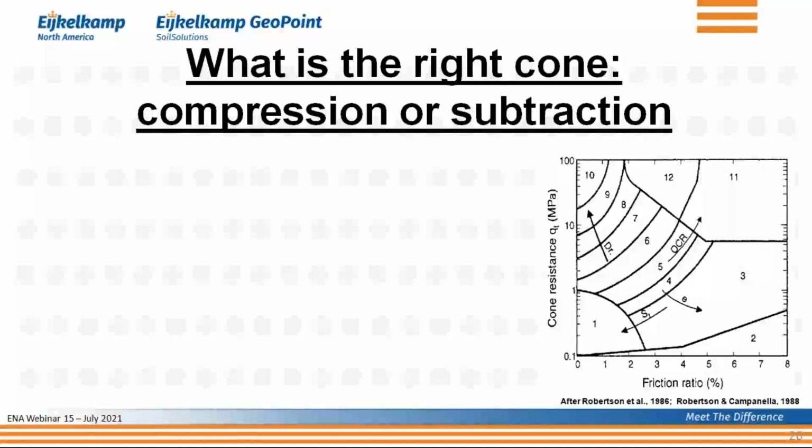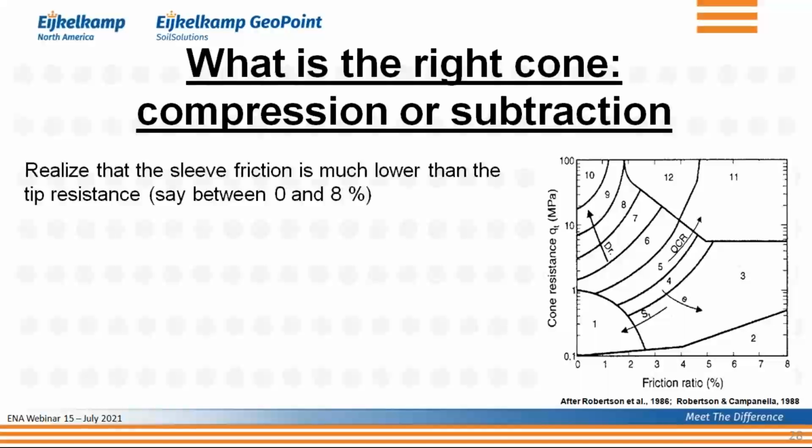There's an issue with regards to the accuracy. Let's look again at the soil behavior classification, where you see on the vertical axis the tip resistance and on the horizontal axis the friction ratio, and you see that we show it somewhere between 0 and 8%. It's not that we're only showing one part of the chart. It really goes from 0 to 100%. The friction ratio is generally a low percentage number. And that's important that we realize that.